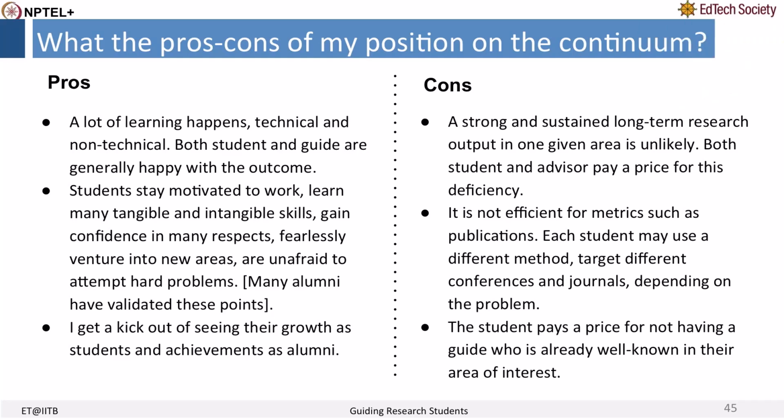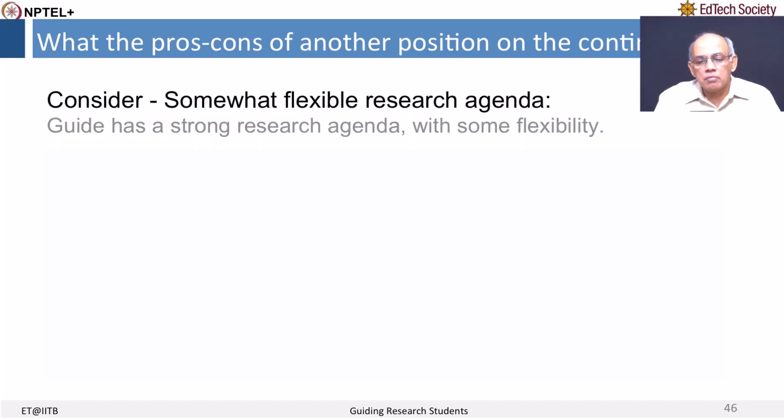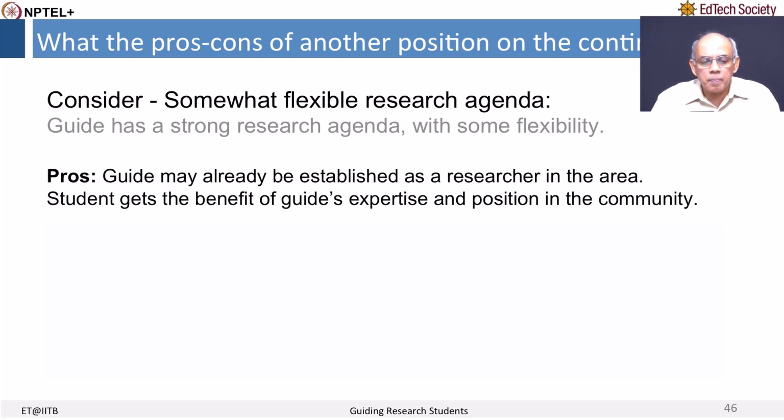Okay. So naturally the next question that arises is, what are the pros and cons of some other position on the continuum? So let's quickly take a look. Let's look at a guide who has a somewhat flexible research agenda. So they have a strong research agenda with some flexibility. In this case, the guide may already be an established researcher in the area, so the student gets the benefit of the guide's expertise and position in the community.